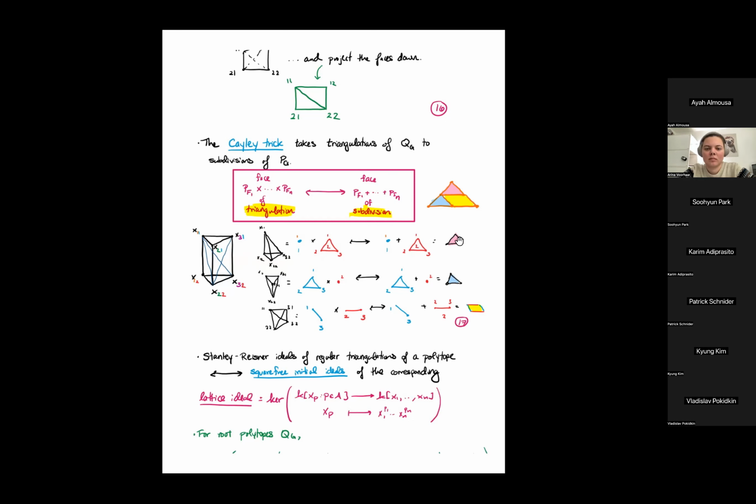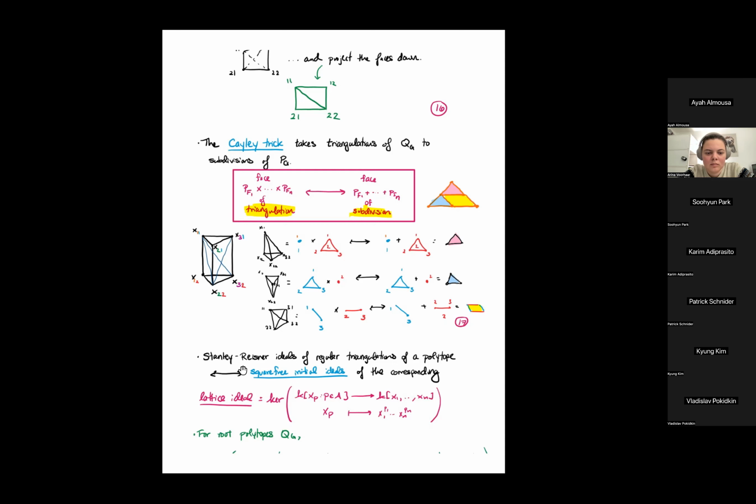And so now I'm going to get this face right here, and that's going to be this one right here. And then similarly, I can decompose each of these triangles into a Cartesian product of things, and those are going to translate to Minkowski sums of things over here in this subdivision picture. And so that's kind of how the Cayley trick works in this case.